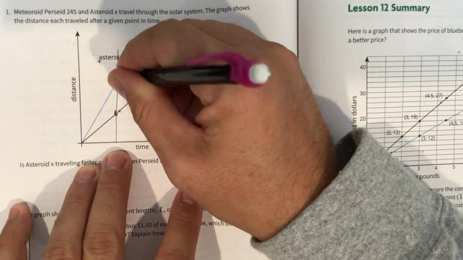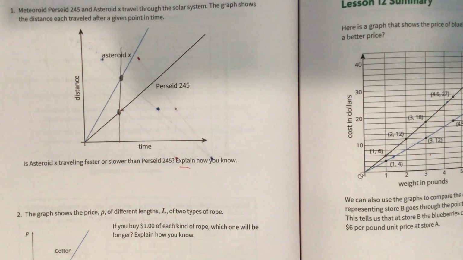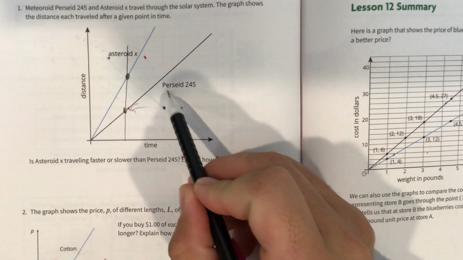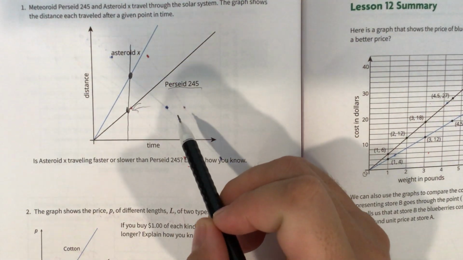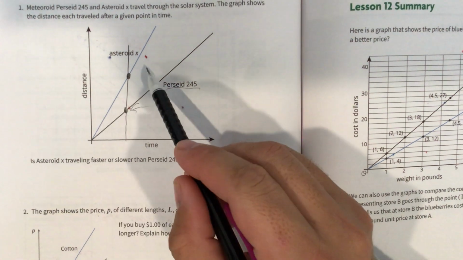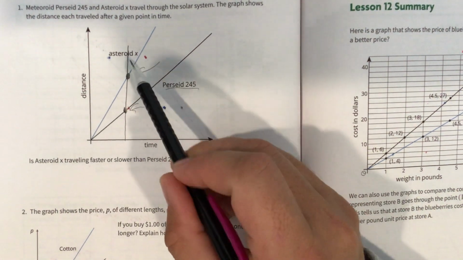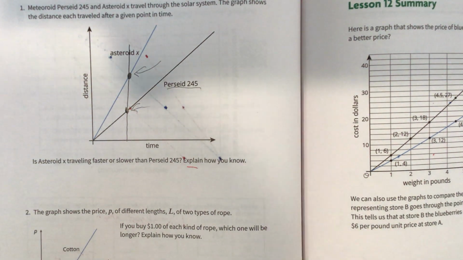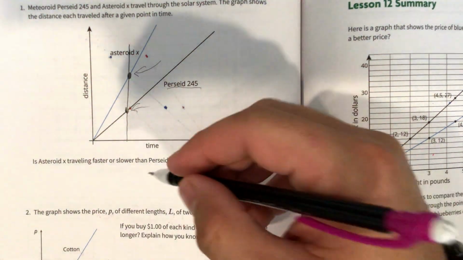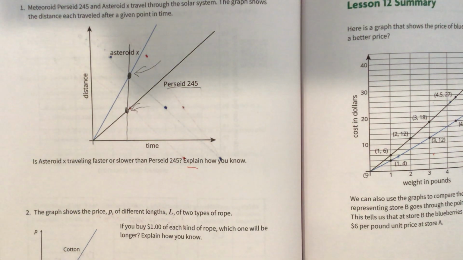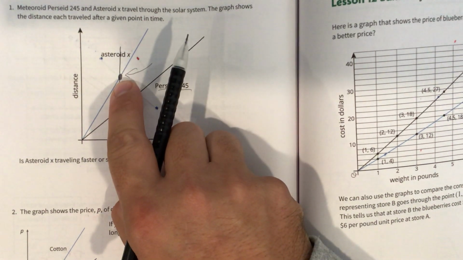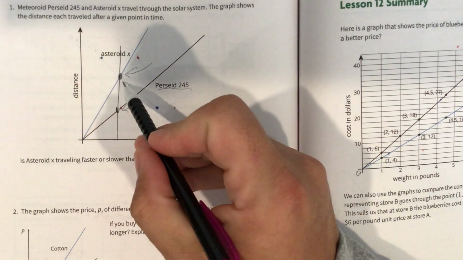And that can represent any amount of time. Let's say it represents an hour. So this represents how far Perseid 245 traveled, because that's distance. And this dot would represent how far asteroid X traveled. At the same time, I'm looking at the same time, which one traveled further? And hopefully you say that has to be asteroid X, because it's a higher distance.